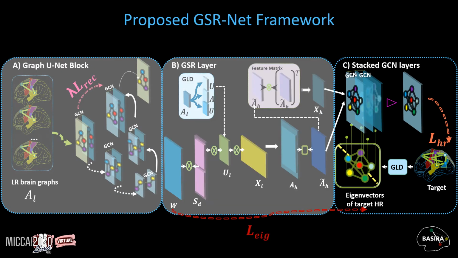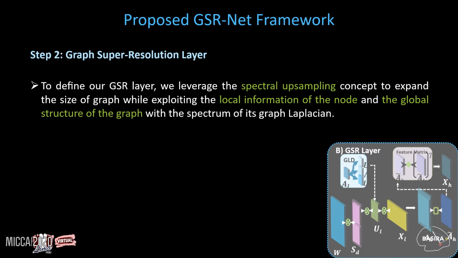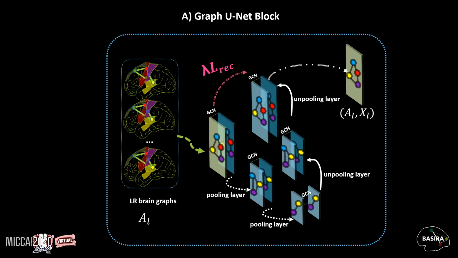In the second step, we propose our graph superresolution layer. To define our graph superresolution layer, we leverage the spectral upsampling concept to expand the size of the graph while exploiting the local information of the node and the global structure of the graph with the spectrum of its graph Laplacian. The following figure is going to illustrate the formulation of the propagation rule.